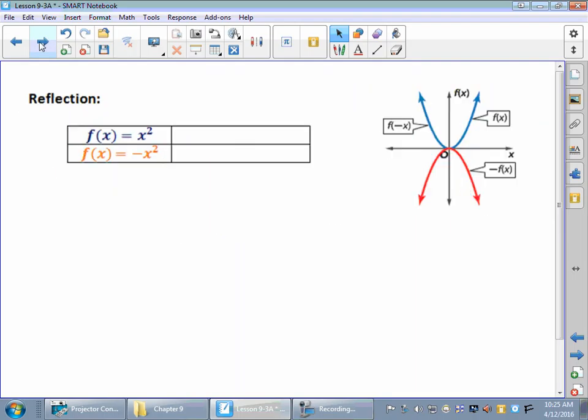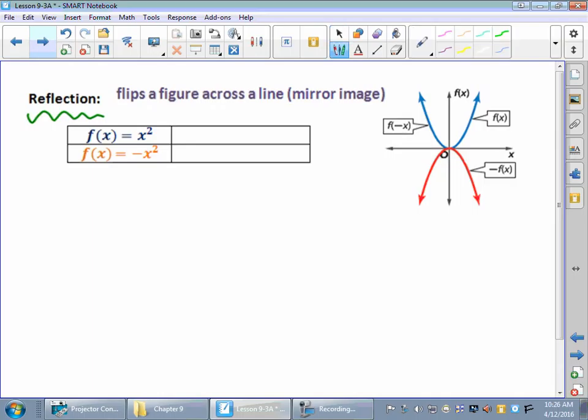Reflection is our third type of transformation. A reflection, everybody knows this one. A reflection is just a mirror image, or your figure gets flipped across a line. We're really only going to worry about a reflection over the x-axis. Kind of a strange way, notice my equations are in my box this time. So if my f of x equals x squared, that means my a value is positive, and we know the graph opens up.